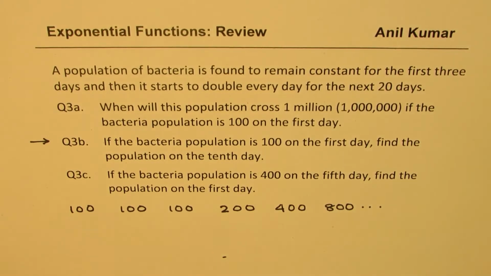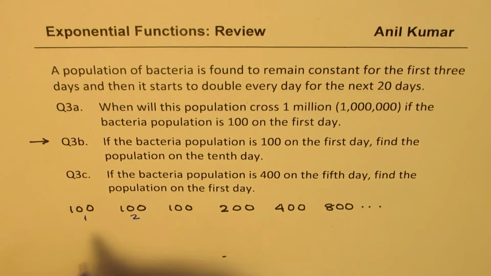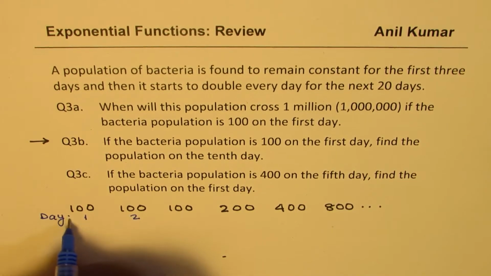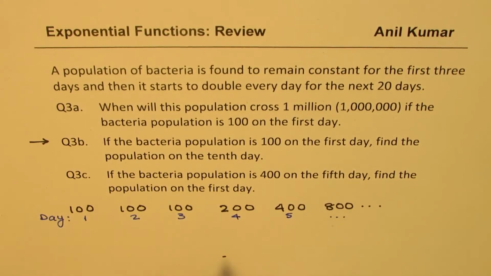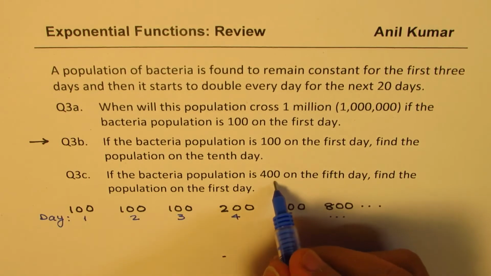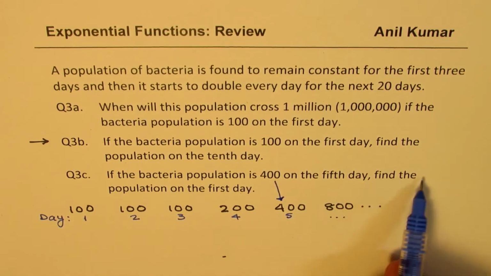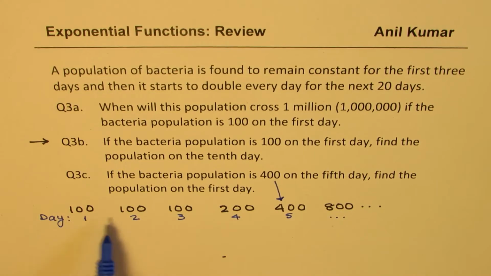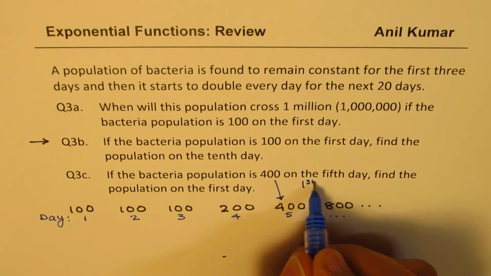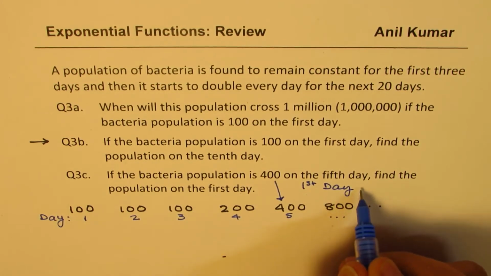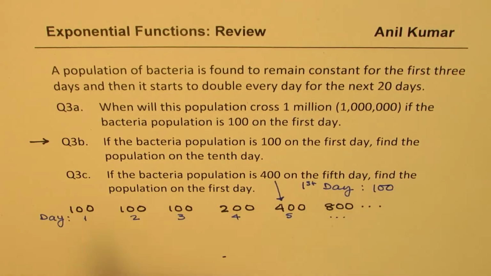So that is how the trend is. This one is day 1, day 2, this is the number of days, so day 3, day 4, day 5 and so on. Well, C is answered right from there. If the bacteria population is 400 on the 5th day, find the population on the first day. First day it is 100. So for C, we know the answer is that the first day it is 100.